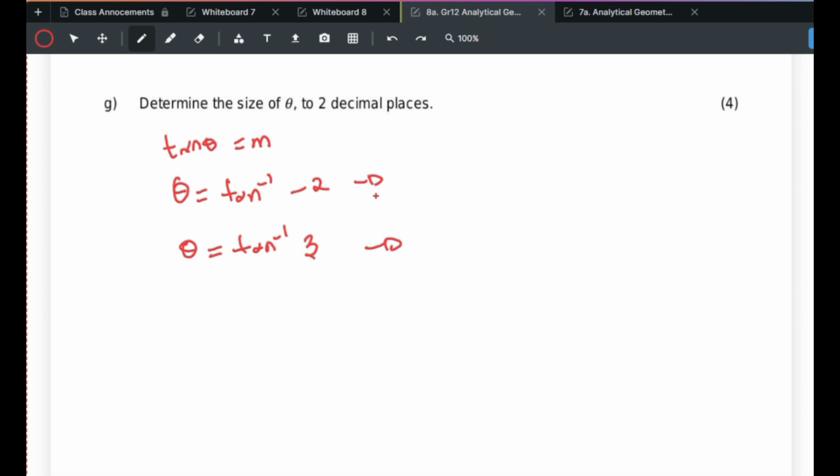For the -2 one, it would be 116.57 degrees. I added 180. Yes, you always do that because your calculator will give you a negative answer, then you always add 180 to it. So it is 116.565, let's just say 116.57. And for the other one, it is 71.57.